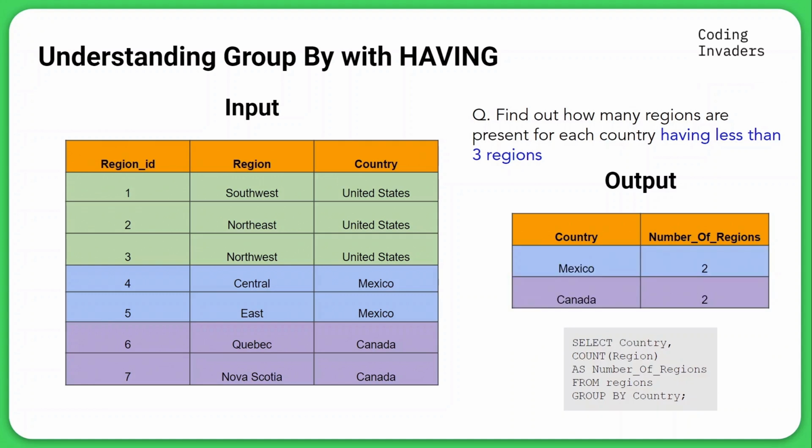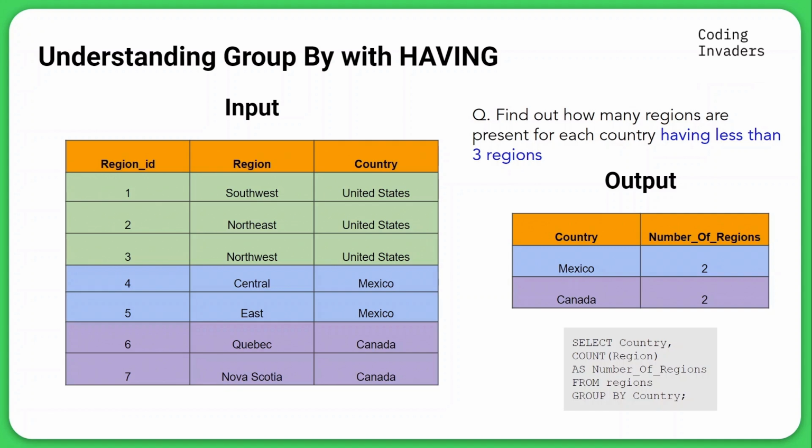So, how should the code be written? Well, let's see. To get our output, we have to first perform a group by country to get the respective count of number of regions, right? And then we need to apply the filter. In other words, we are performing filtration after the group by. So we can't use where.